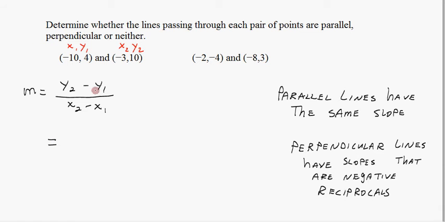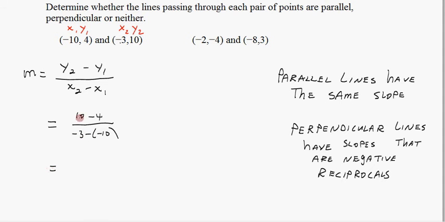So y2 minus y1 is going to be 10 minus 4. x2 minus x1 is negative 3 minus a negative 10. Simplifying that, we get 10 minus 4, which is 6. And remember, negative 3 minus a negative 10, that's that double negative, so that turns into negative 3 plus 10, which is 7. So we get a positive 6 over 7.